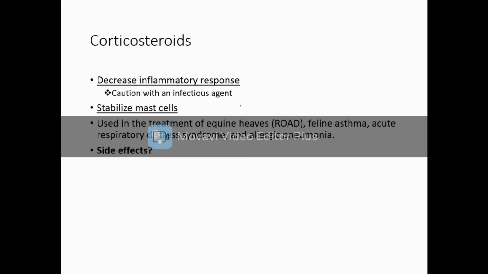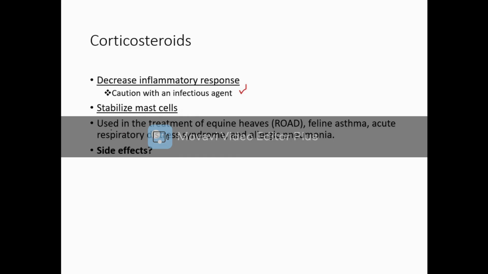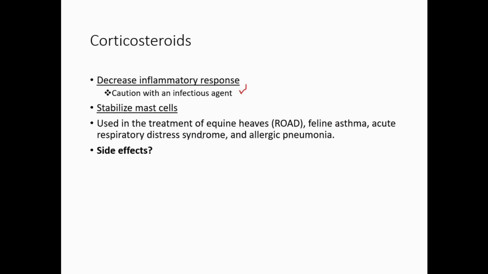Corticosteroids are used to decrease the inflammatory response, but we have to be very careful, because if we decrease the inflammatory response, we will make an infection worse. So if there's an infectious agent, we don't necessarily want to use it. They're also used to stabilize mast cells. So they're going to stop the mast cells from releasing histamine. We use this in the treatment of equine heaves, which is also called ROAD, feline asthma, acute respiratory distress syndrome, and allergic pneumonia. Allergic pneumonia, not infectious pneumonia.